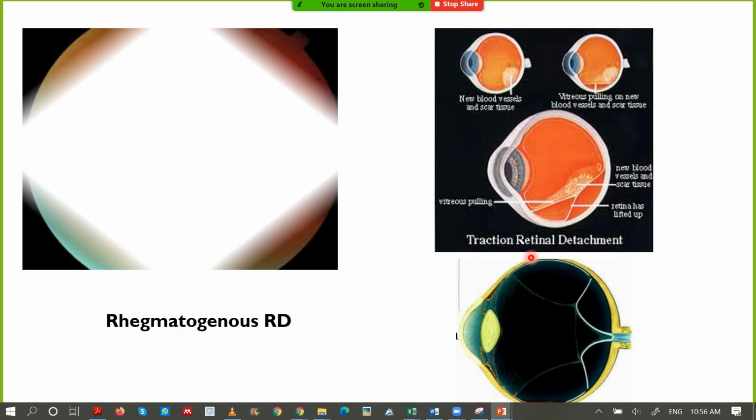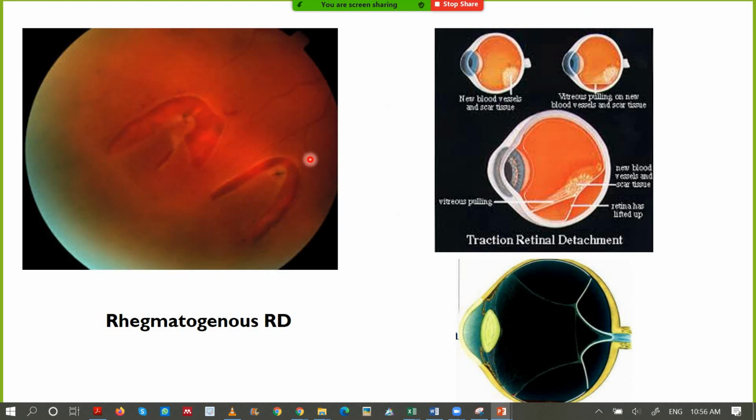Coming to rhegmatogenous retinal detachment, this is how it actually looks. See here, there is a breakage, and because of the breakage things are going in and forming the detachment. This is the major difference for rhegmatogenous, whereas in the case of tractional, just look here.